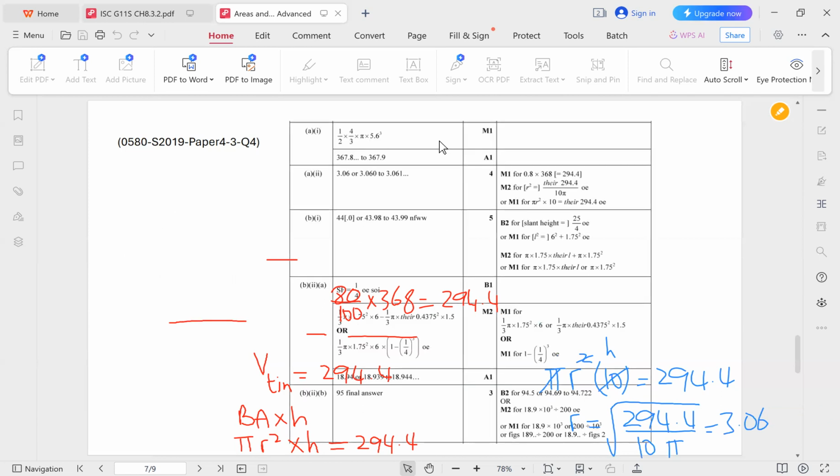So therefore, the answer to A(ii) is equal to 3.06. Never mind B, it's not relevant to this video. So 3.06 is the correct answer here.